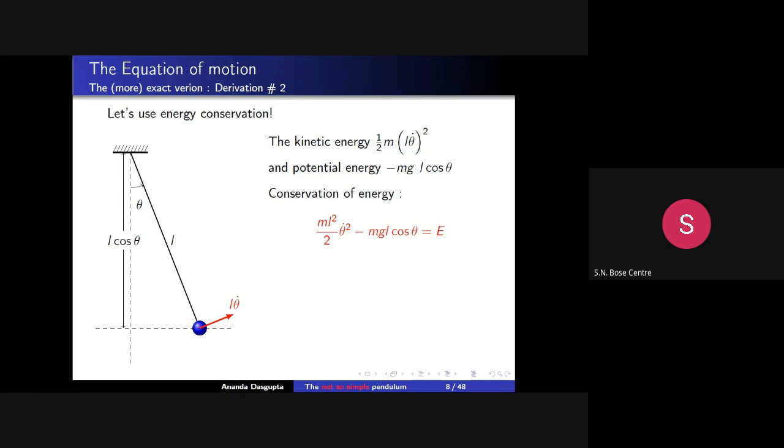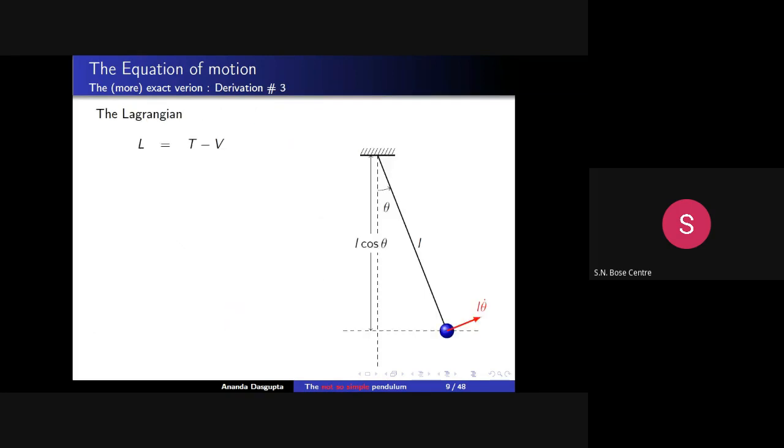And since E is a constant, if you differentiate this with respect to theta, you immediately get m L square times theta dot d theta dot by d theta plus mgL sine theta equals 0. And the next step is simply realizing that theta dot d theta dot by d theta is nothing but d2 theta by dt2. That's like v dv by dx being the same as d2x by dt2, something which you are all familiar with. Simple application of the chain rule, and that once again gives us the same relation.